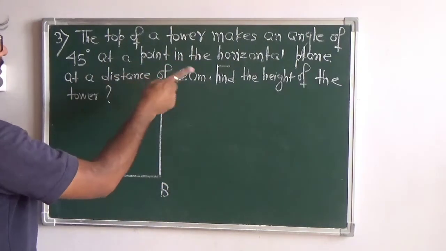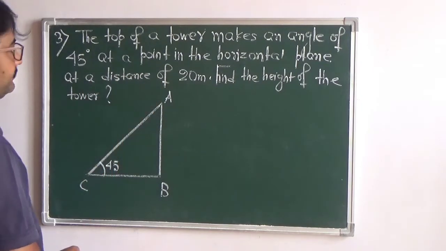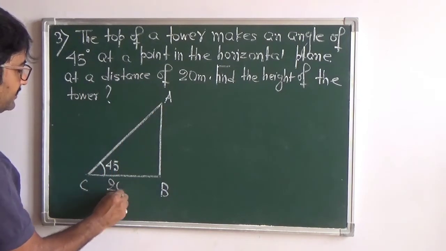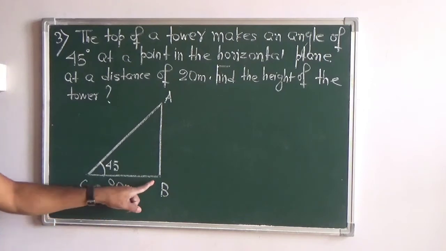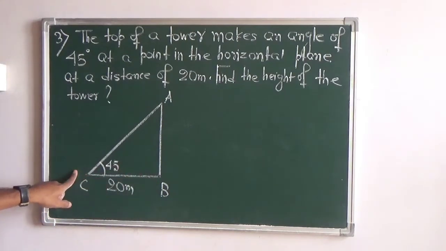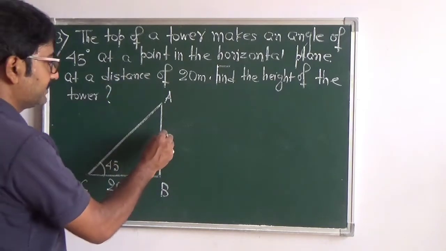It makes an angle at a point at a distance of 20 meters. This is the distance, 20 meters. The distance of the foot of this tower to the point C is 20 meters. You have to find the height of this tower. So this we have to find.